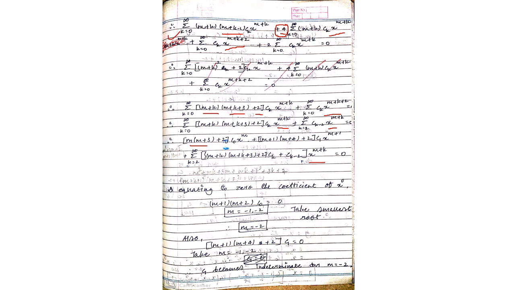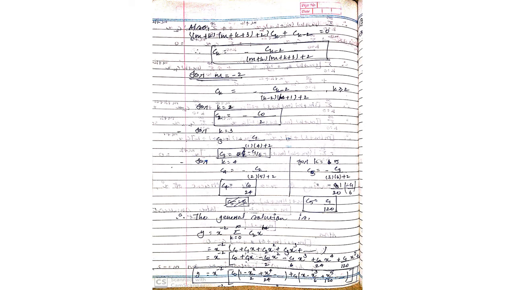Now the next part. Again, the third term equals 0, and from the third term we have to make ck the subject. So ck will be minus ck minus 2 upon (m plus k) into (m plus k plus 3) plus 2. As you know, now you have to apply only the first single part, and that is for the smallest root, and your smallest root is -2. So you have to apply it for the root m equals -2.